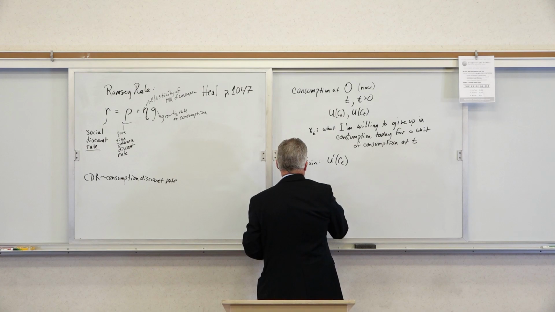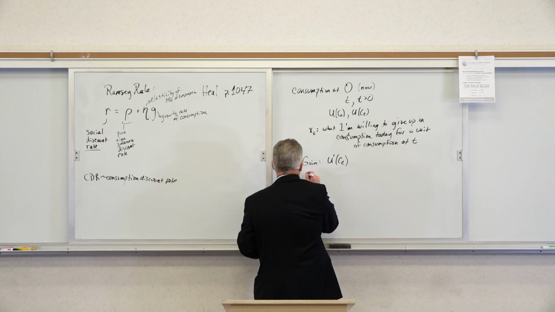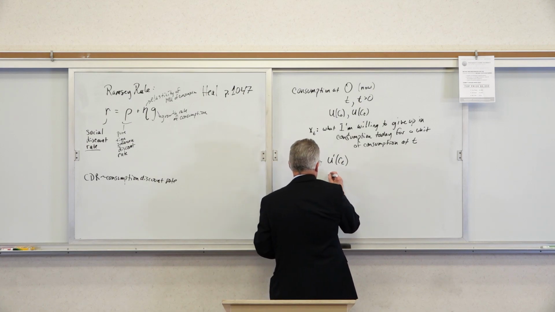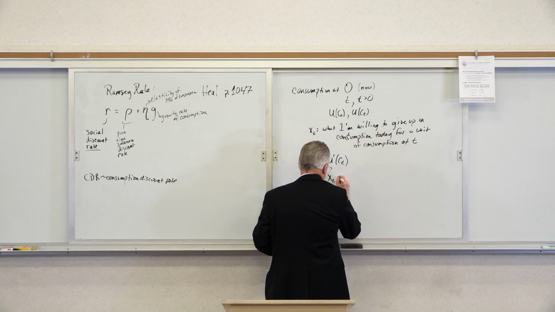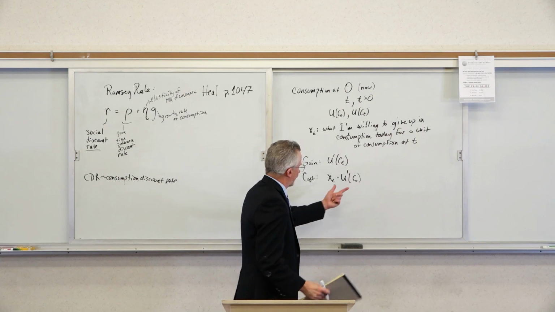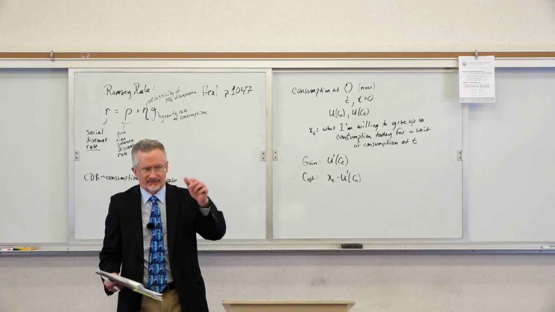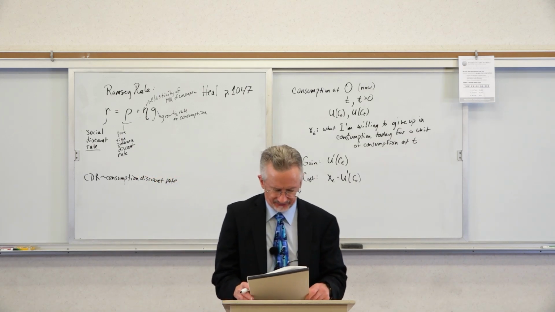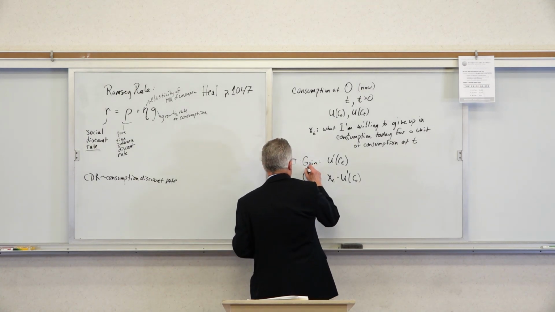And what am I giving up? My loss, I'll call it a cost. And the cost would be x_t times the marginal utility of consumption at that point. The marginal utility times the amount of stuff I give up, okay? And it's being evaluated at a point. So it makes sense, right? That's the cost now and the gain at time t.